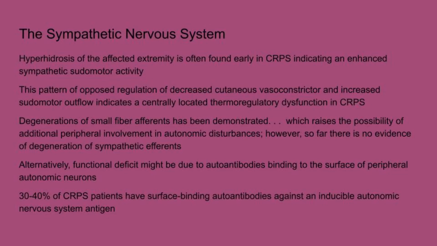in CRPS. Degenerations of small fiber sensory nerves have been demonstrated, which raises the possibility of additional peripheral involvement in autonomic disturbances. However, so far there is no evidence of degenerated sympathetic outgoing controls towards target organs. Alternatively, these functional deficits might be due to autoantibodies binding to the surface of peripheral autonomic neurons. 30 to 40% of CRPS patients have surface-binding autoantibodies against specific neuron receptors in the nervous system.